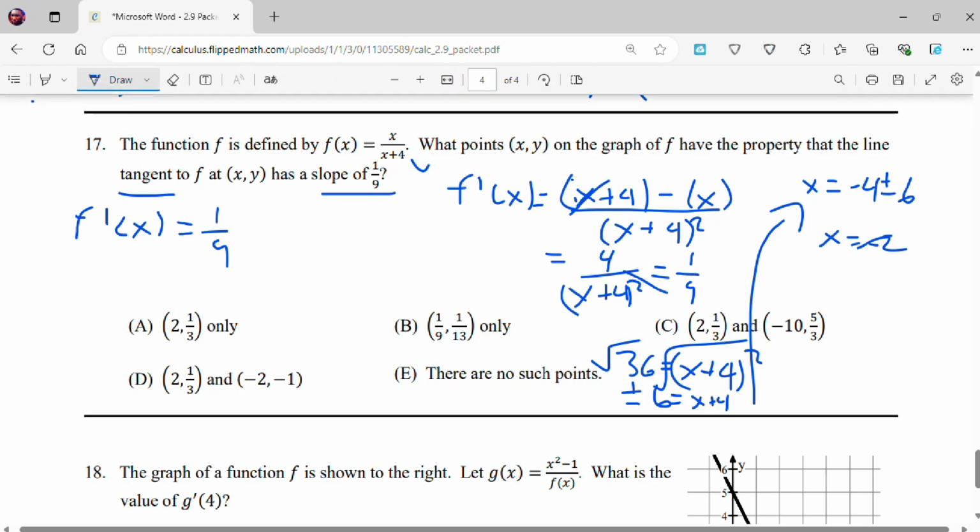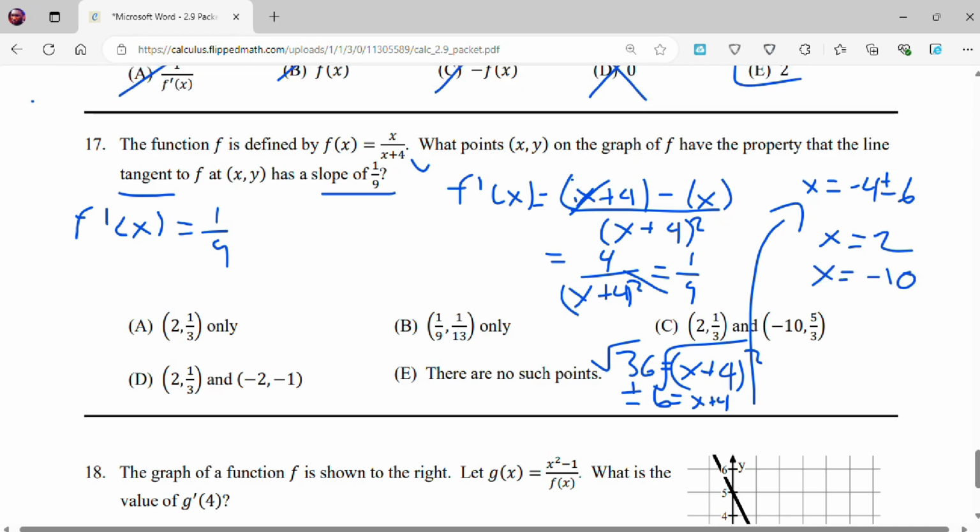And rewrite that. So x either equals positive 2 or the other one is negative 4 minus 6, so negative 2. The only one that has these x values is going to be C. Alright.